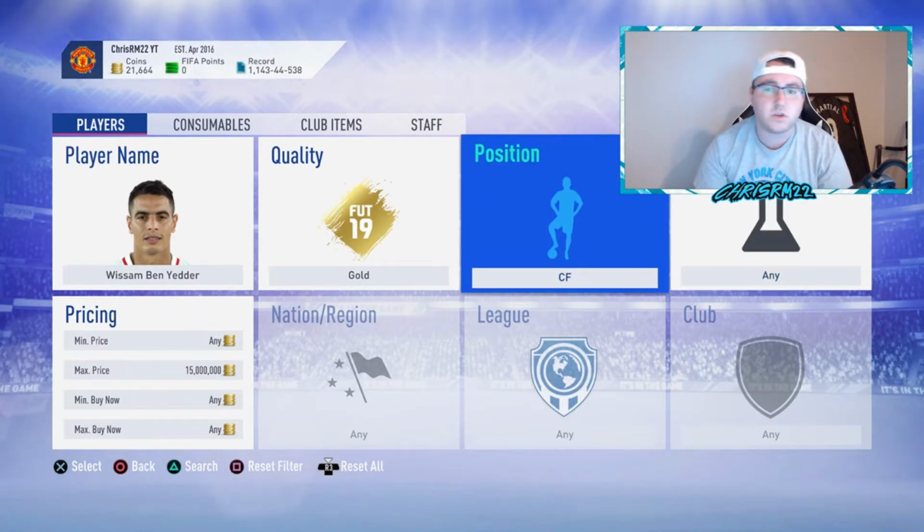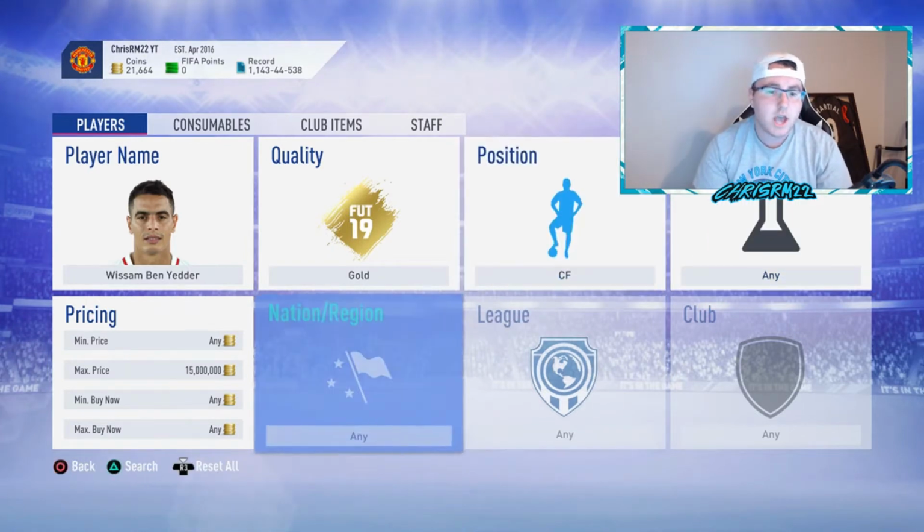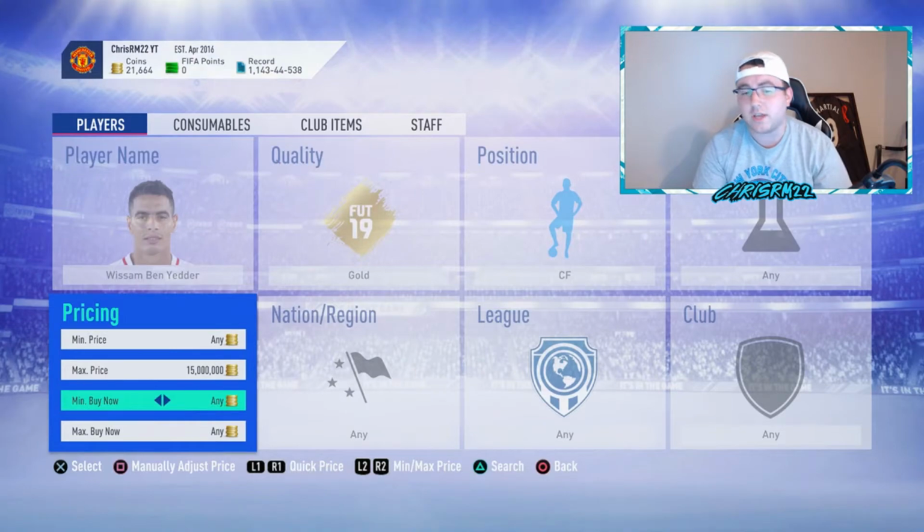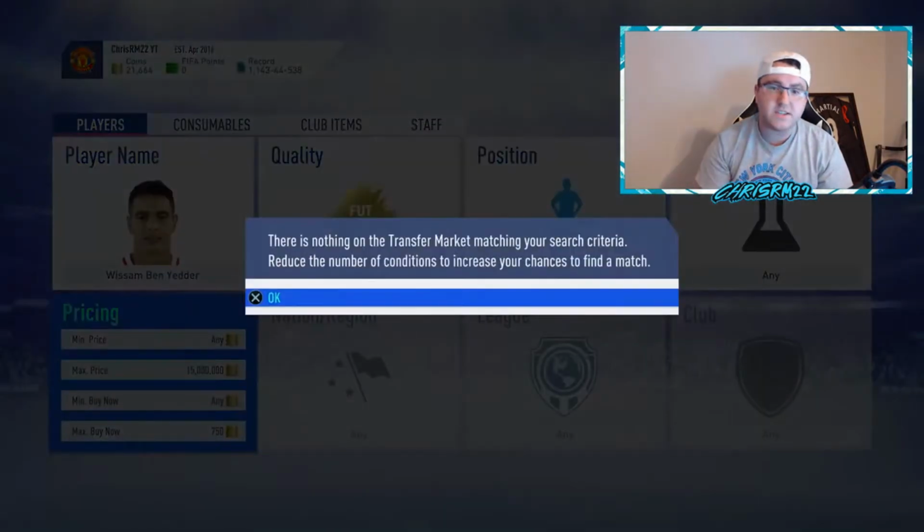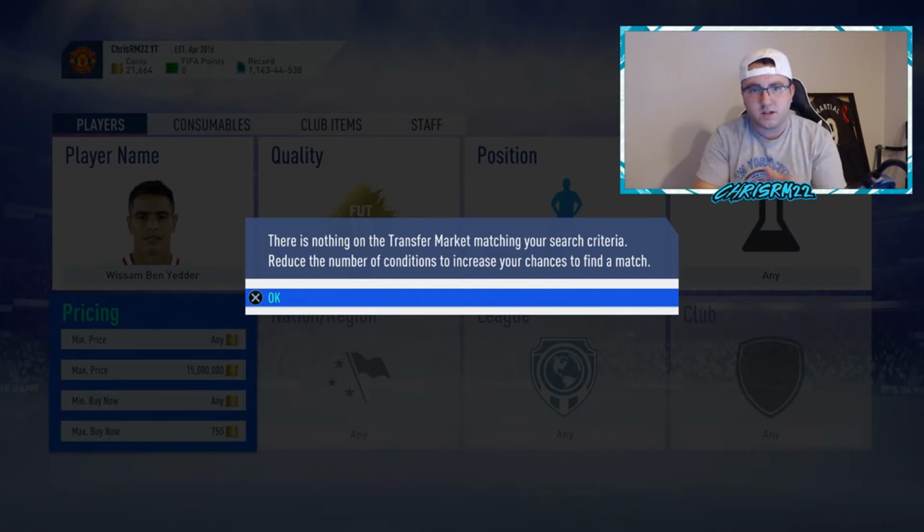So the first thing you can do here is you can set a position, and you can look at a central player like Ben Yedder, for example. Now, obviously, these values are going to be a lot different, so please don't look at the values that I'm looking at right now. I'm going to give you a lot of hypotheticals because I am showing you guys in FIFA 19, which right now it's September 8th, so when I'm recording this video.